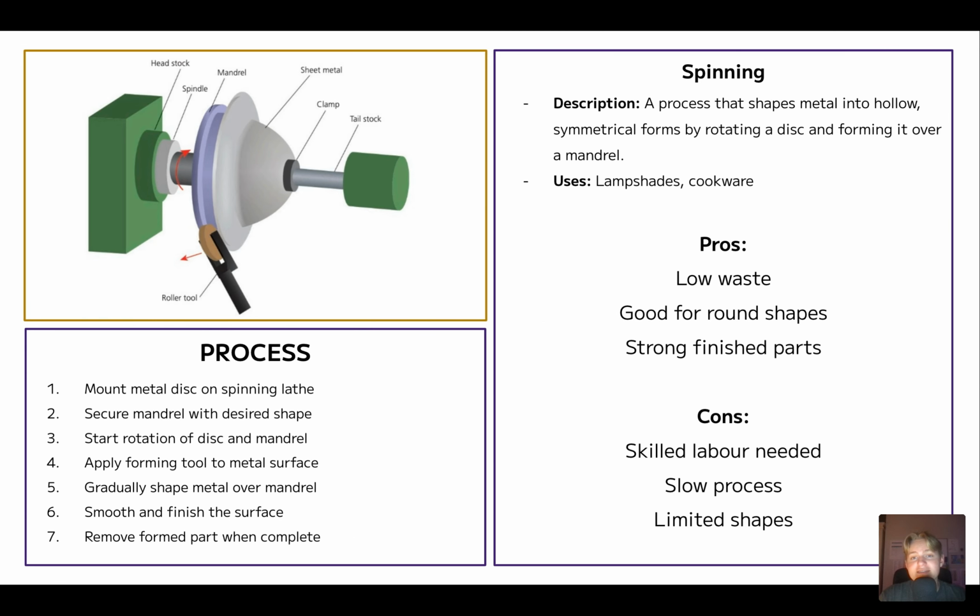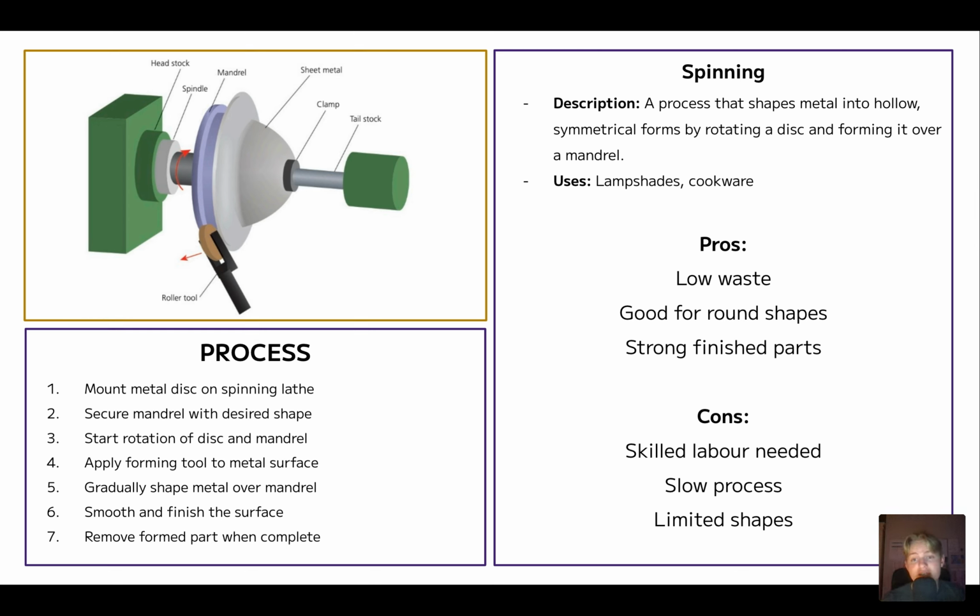The next is spinning. So spinning is best described as a process that shapes metal into a hollow or symmetrical form by rotating a disc and forming it over a mandrel. So examples of this would be like lampshades or cookware, something that's round typically, since a mandrel is essentially a round boss form, which means we are limited in shape here. So that's one of the cons.